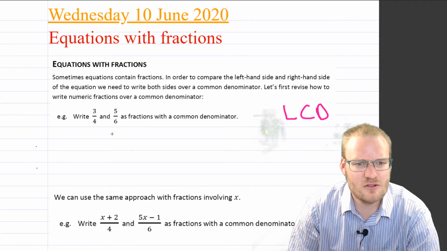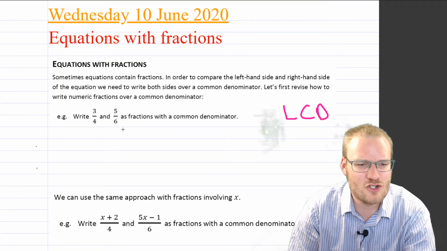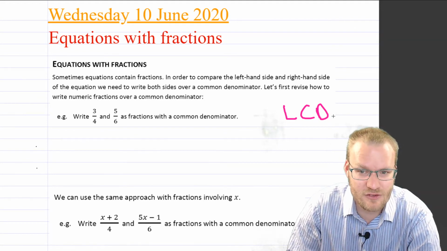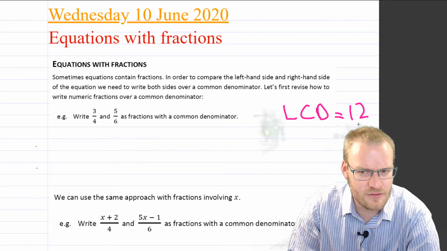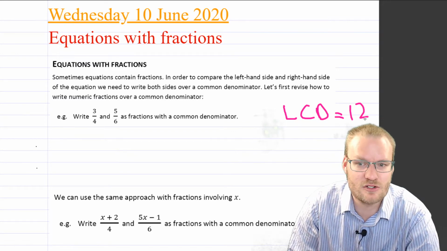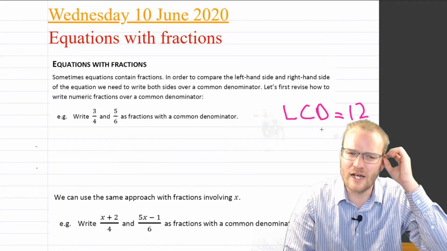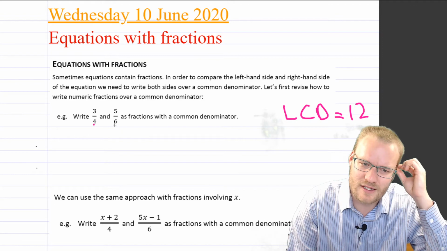If you thought to yourself 24, they do both go into 24, but there's a smaller number. And our LCD for this one is 12. 4 goes into 12 3 times. 6 goes into 12 twice. So therefore it's our lowest common. There's no smaller number that both 4 and 6 go into.